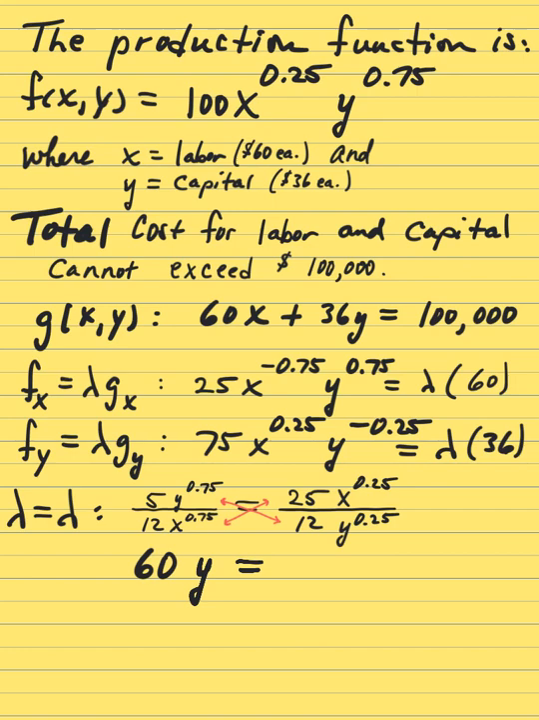25 times 12, I'm doing the other diagonal, cross multiply. That's 300. X to the 0.75 times x to the 0.25. Add those exponents, and you'll get an x. A real clean x. Both y and x end up adding up to a power of 1. 300 divided by 60 is 5. So that tells us y is equal to 5x.